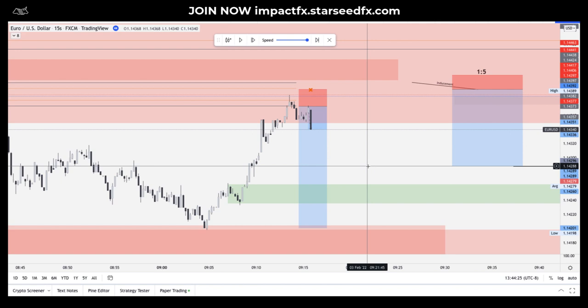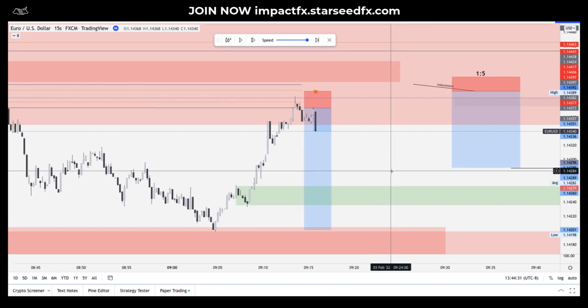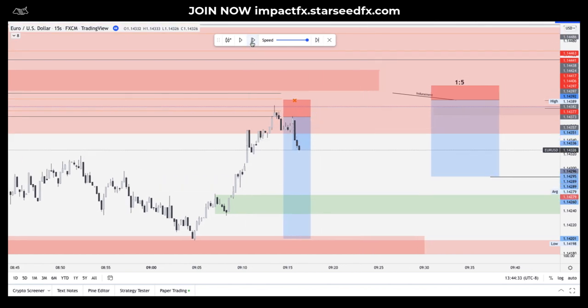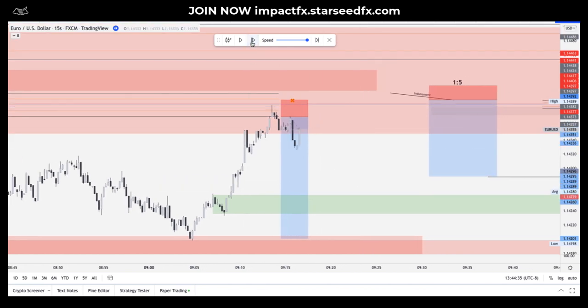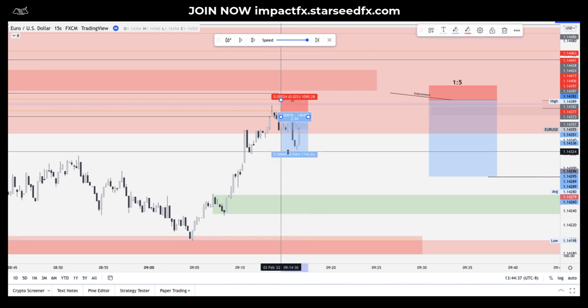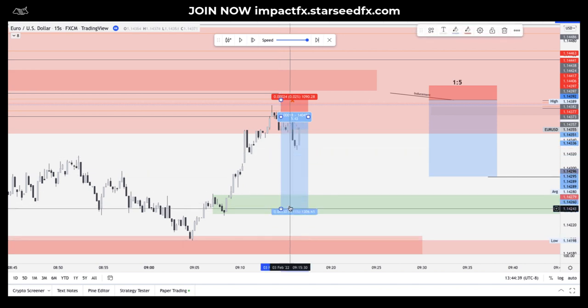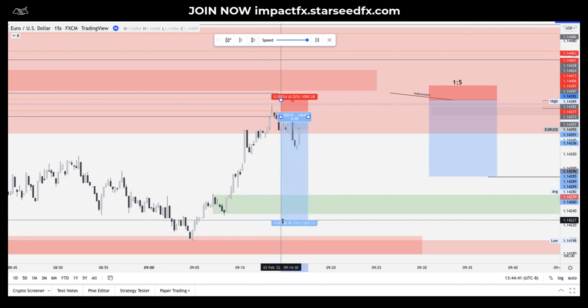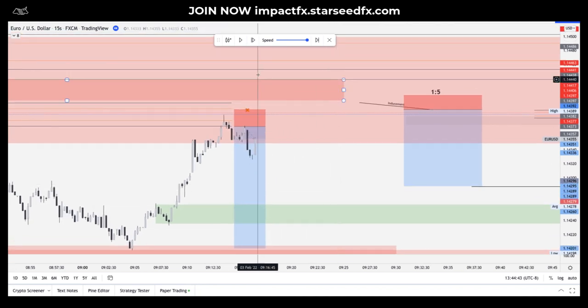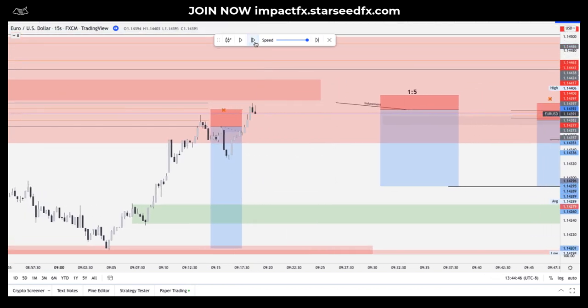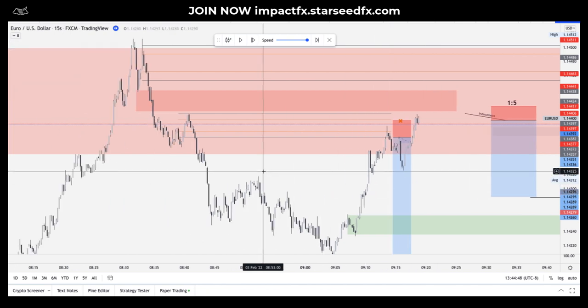Because on the 15-second, you can easily get a lot of 1 to 3s and your profits start growing pretty quickly, okay? So in this case here, price did have a really nice reaction, but it only got to 1 to 2, and then we got taken out here. So this one ends up getting taken out, no big deal.